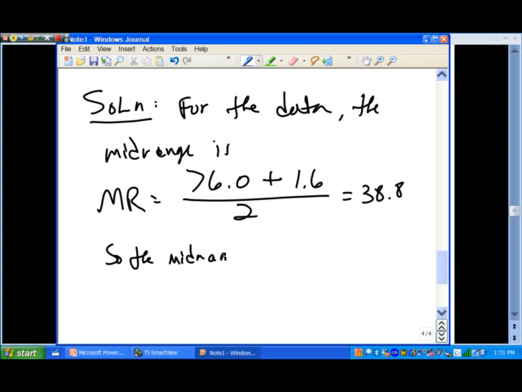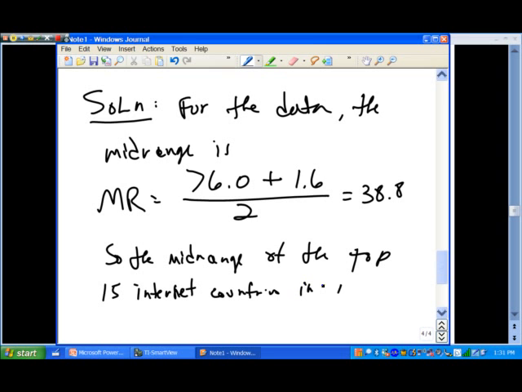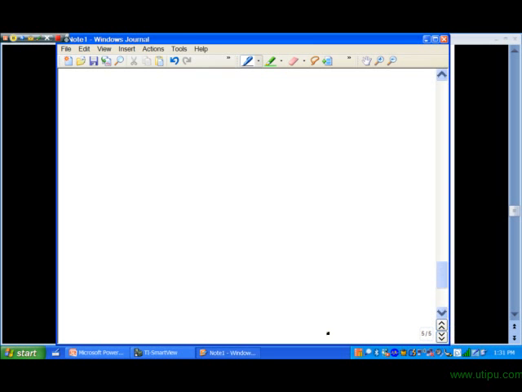So the mid-range of the top 15 internet countries in 1998 was 38.8 million. Those were users per week. So notice how the number's a lot larger now.